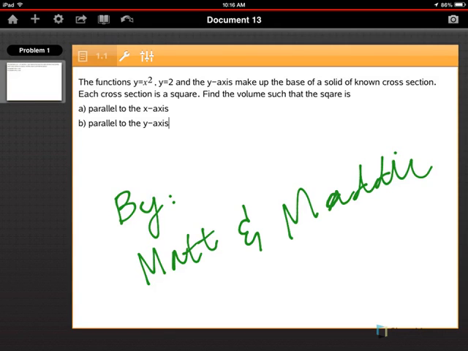Alright, this is Volumes of Known Cross-Section by Matt and Maddie. So we're going to do a sample problem for you.